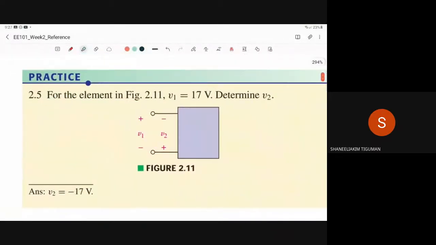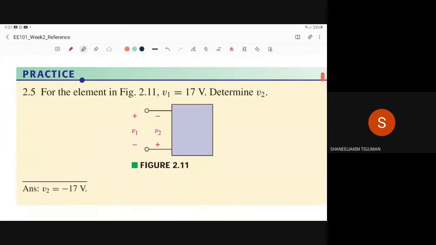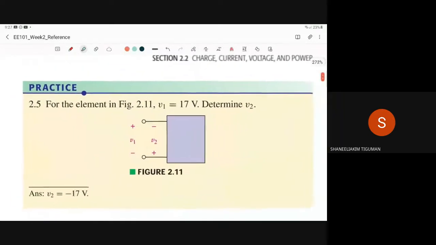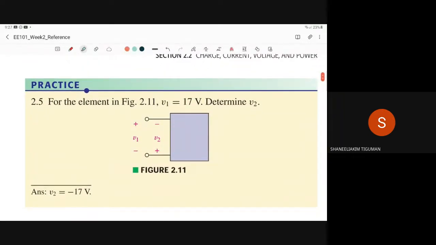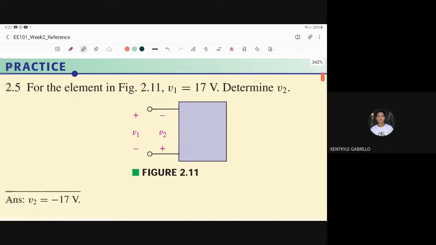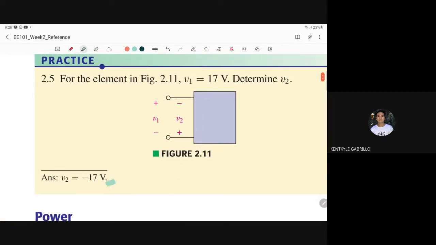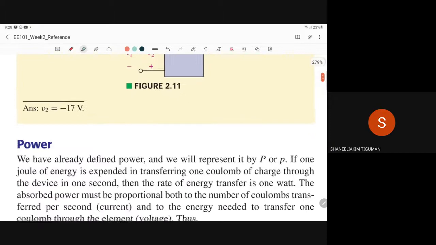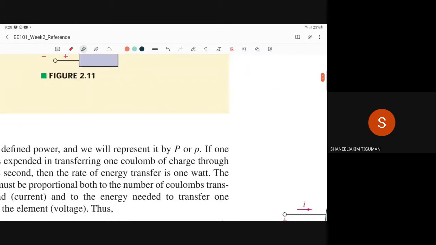Let's go to this practice problem, which is very elementary. For the element in figure 2.11, V1 is equal to 17 volts. If V1 is 17, then V2 would be negative 17. Why did the voltage become negative? The sign changed. Reverse polarity. Okay, very good.